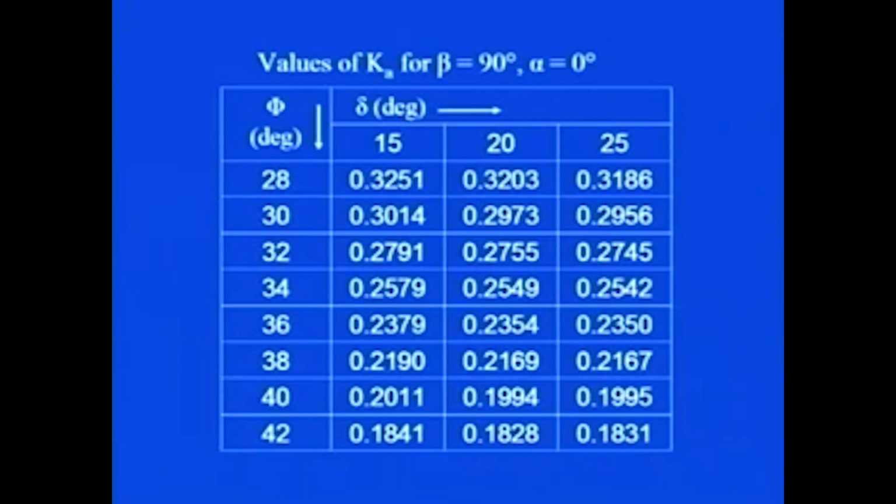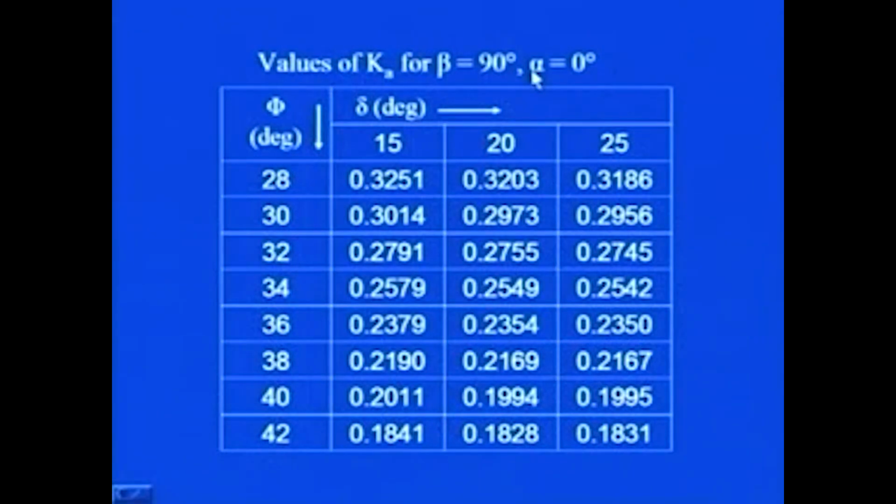As I told you, the Ka value for different beta, alpha and delta angles are available. So, I am showing you the typical values of Ka for beta equal to 90 and alpha equal to 0 degree. What does this mean? When I say that alpha is equal to 0 degree, that means the backfill is not inclined, the backfill is horizontal. And when I say that beta is equal to 90 degree, that shows that the back face of the wall is making an angle of 90 degree from the horizontal, that is, the back face of the wall is vertical.